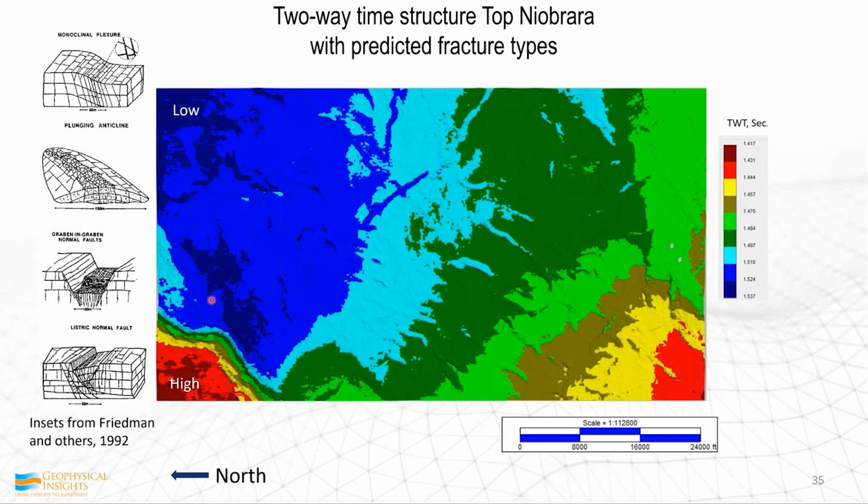So here is a two-way time structure for the 100 square miles that we're going to be looking at, showing various structural elements along with some of the types of fracture systems that you would expect to see. So you can see structural highs on the west side, so north to the left. So we're coming up into the Rocky Mountains, and then it just dips off into the basin, but you can see evidence on the time structure map of the faults.